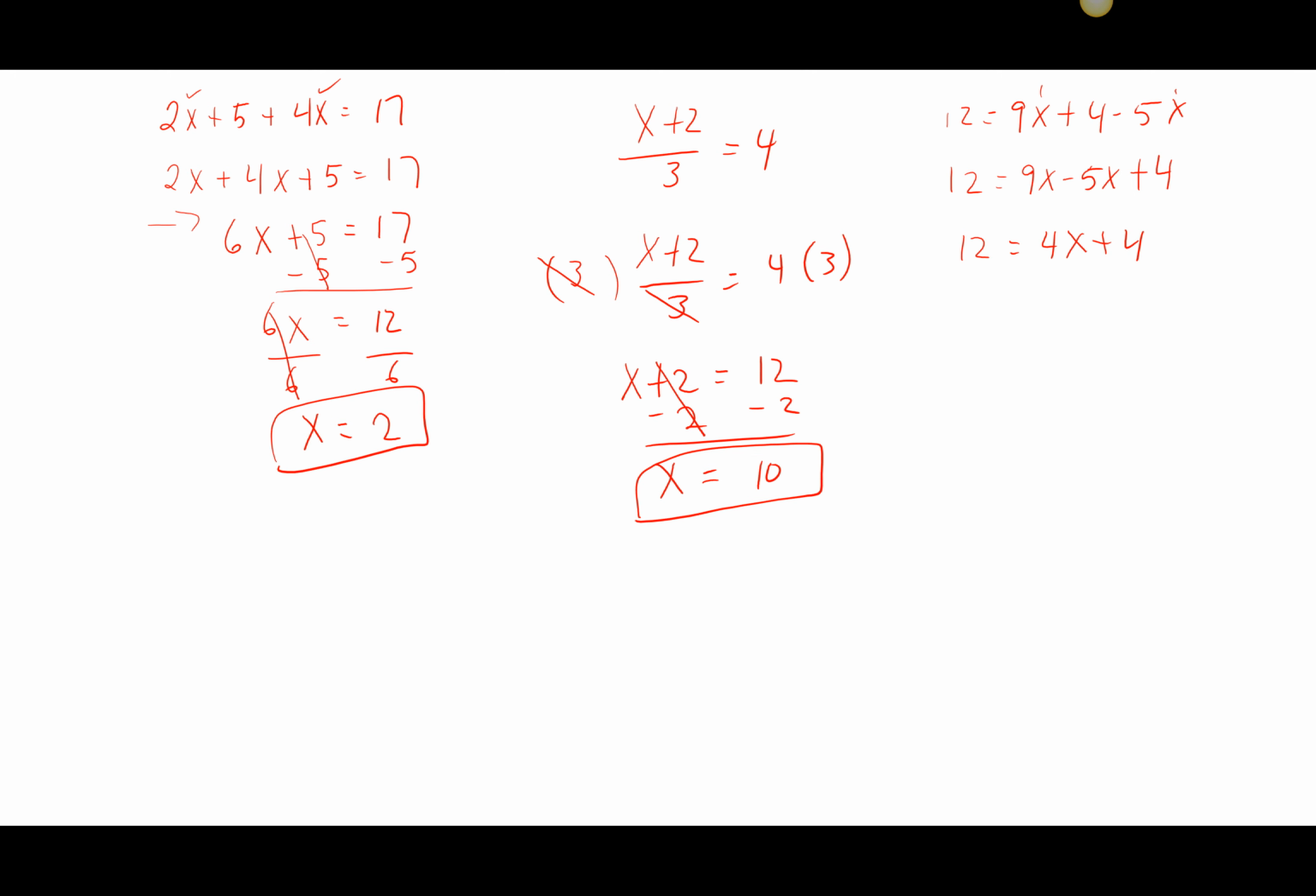Now we need to get this x by itself, so we're going to subtract 4 from both sides. So 4 minus 8 equals 4x. Again, we need to get x by itself. Divide both sides by 4. And we get x equals 2. Okay? So just on 2 steps, make sure you combine your like terms and then get your x by itself to solve for the problem. Okay?